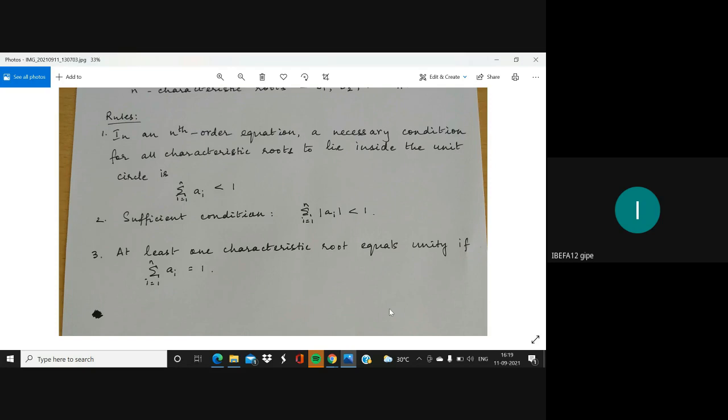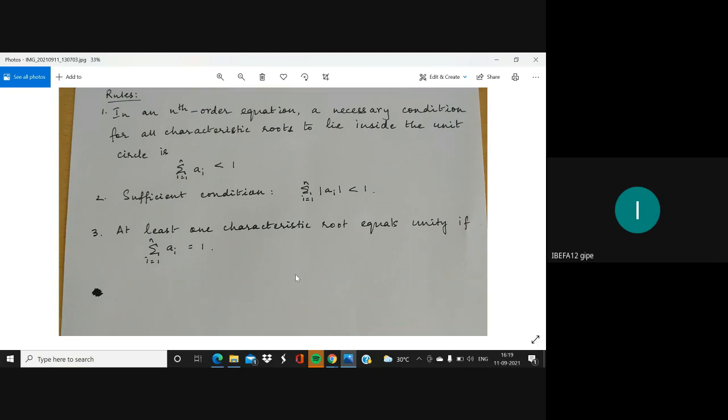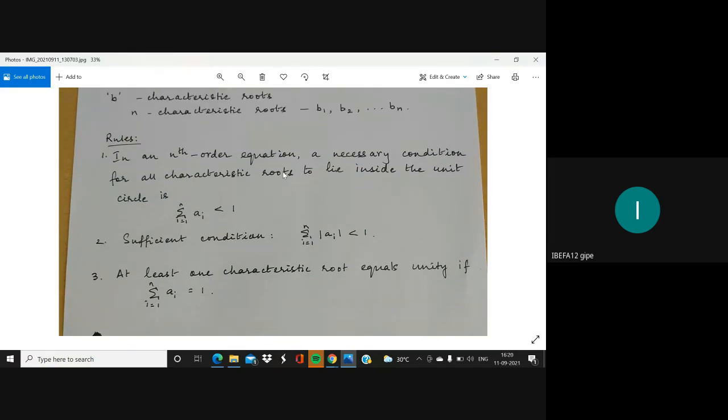So in that particular case, if even at least one of the characteristic roots is equal to 1, then we say that the time series is not stationary because it has a unit root. It's called a unit root process. I hope this was clear to everyone. So if a time series is not stationary, we call it a unit root process or a non-stationary process. These simple rules of thumb will help you identify whether all the characteristic roots lie inside the unit circle, so that the time series itself is stationary.